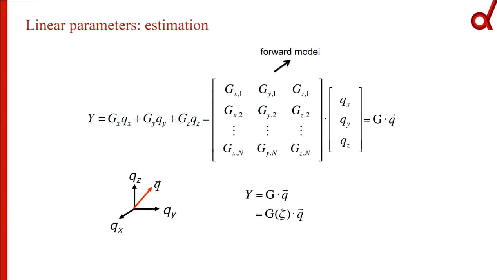What are we interested in? Q. How do we get that? You remember, maybe the norm estimate: just invert it. So Q is the inverted forward model times Y. And then we already have, in this case, the directions of the source, the moment.